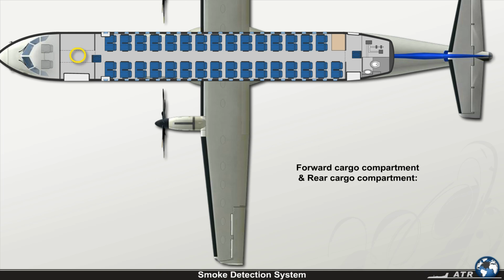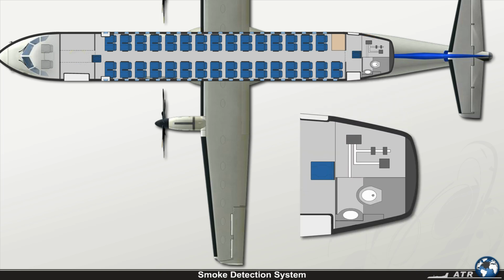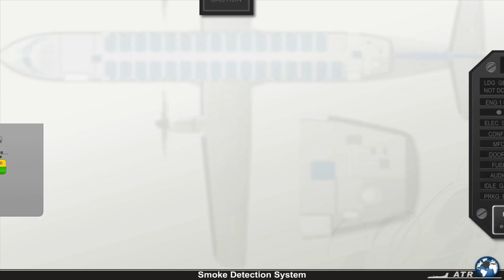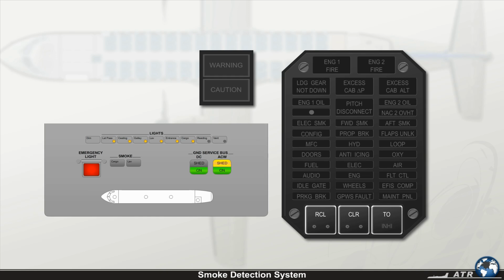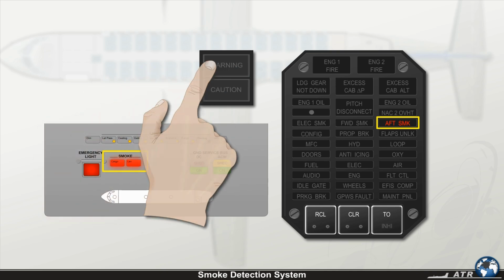The forward cargo compartment and the rear cargo compartment are each fitted with one optical smoke detector, and the lavatory is equipped with one photoelectric smoke detector. If any smoke is detected in the cargo compartments or in the lavatory, the MFC activates the CCAS and a warning will be generated to the flight and cabin crew.